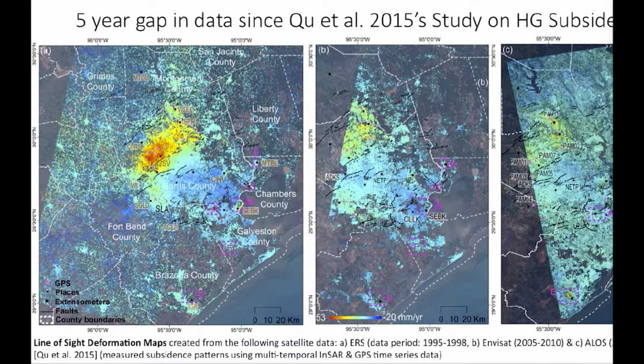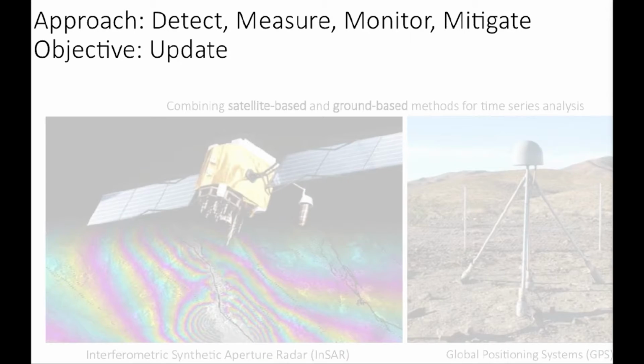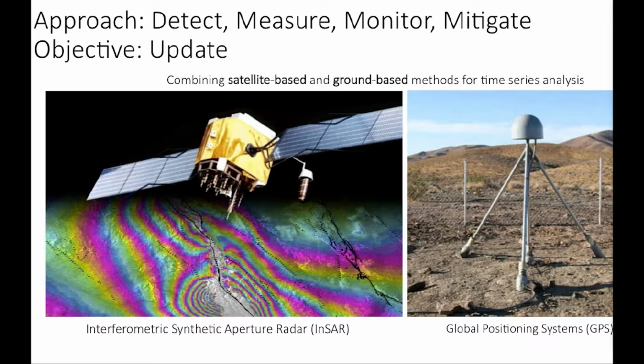And what Qu used was this thing called multitemporal InSAR, I'll explain that later, alongside GPS time series data. So my project is basically a continuation of his study by filling in this 5-year gap of data using updated InSAR data alongside GPS observations. And my approach is to detect, measure, monitor, and mitigate this hazard. The objective is to update, as I mentioned before, using satellite-based and ground-based observations such as GPS and InSAR.